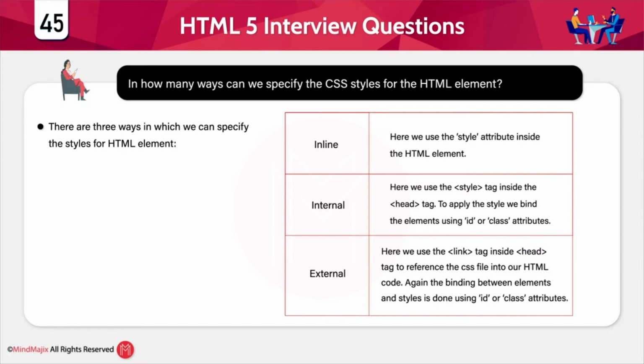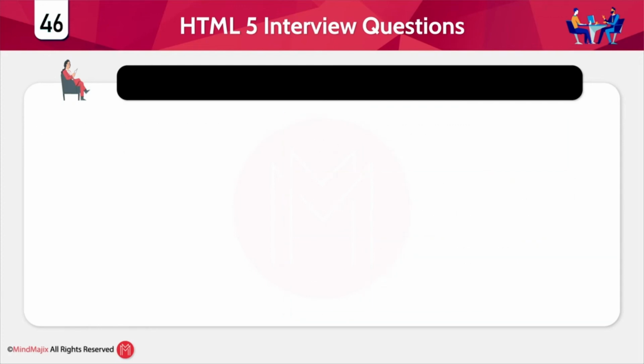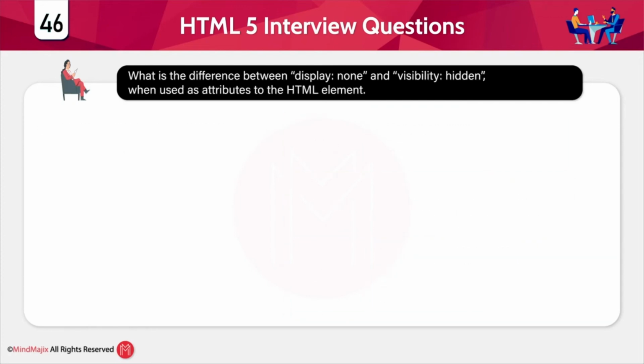Here is the style tag. The style tag allows us to include that style within a web page. Using the style attribute, you can define the style for a particular HTML element. These are the three ways: inline, internal, and external, guys, in which we can specify the styles for an HTML element.